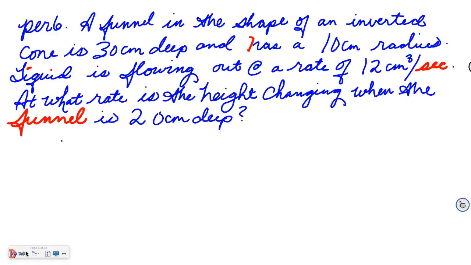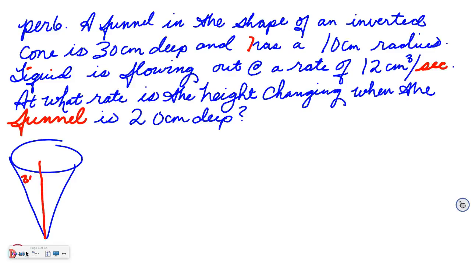Your cone was a funnel, and I wasn't changing the shape of that funnel. The radius or the height of the funnel wasn't changing. The funnel is 30 centimeters deep, so the funnel itself will remain 30 centimeters deep throughout the whole problem, and its radius will remain the same. But what I'm doing is, that funnel has some water in it, and that liquid is flowing out, so I'll make little drops here, at a rate of 12 cubic centimeters per second. And I'm looking for, well, what rate is the height of that changing?